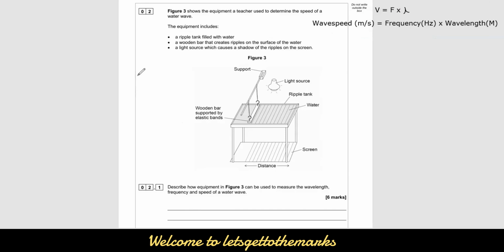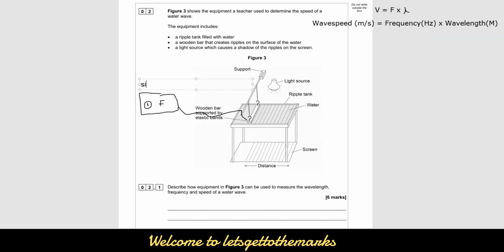Now, the signal generator is essentially a little machine, and this is going to be connected to the paddle and is what's going to make that vibrate up and down at a certain frequency. So this will decide your frequency, and this is called the signal generator.